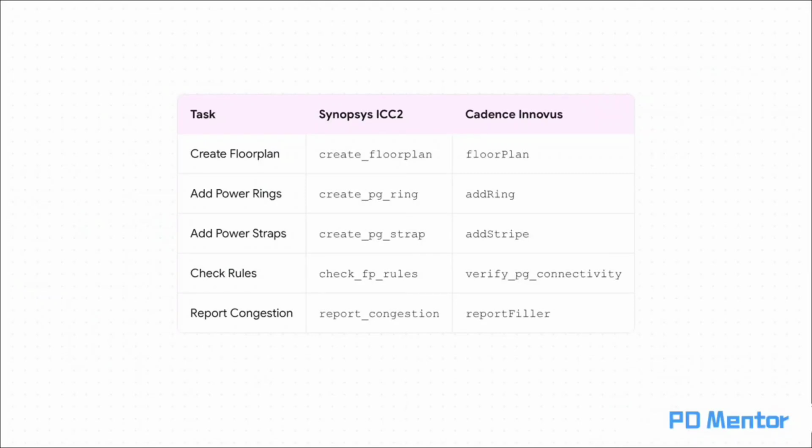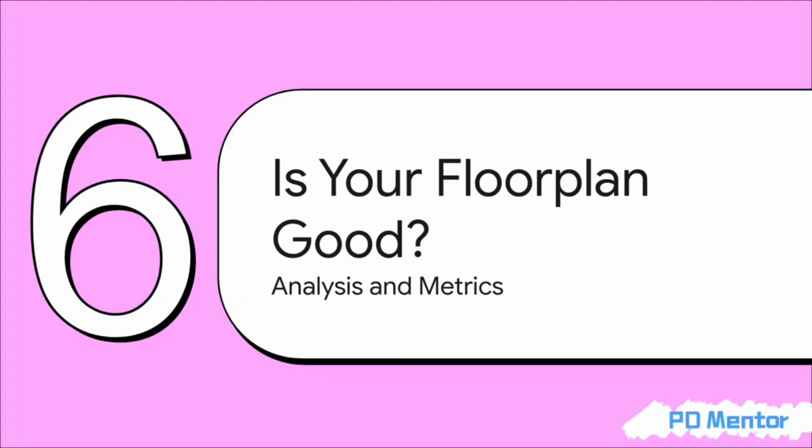Okay, this slide right here is pure gold for anyone who's actually working in the industry or wants to. What you're seeing are the real commands you type into the two industry-leading tools, Synopsys ICC2 on the left and Cadence Innovus on the right. And you can see they're doing the exact same things: creating the floor plan, adding power rings, adding straps, checking connectivity. They just use slightly different command names. Super practical stuff.